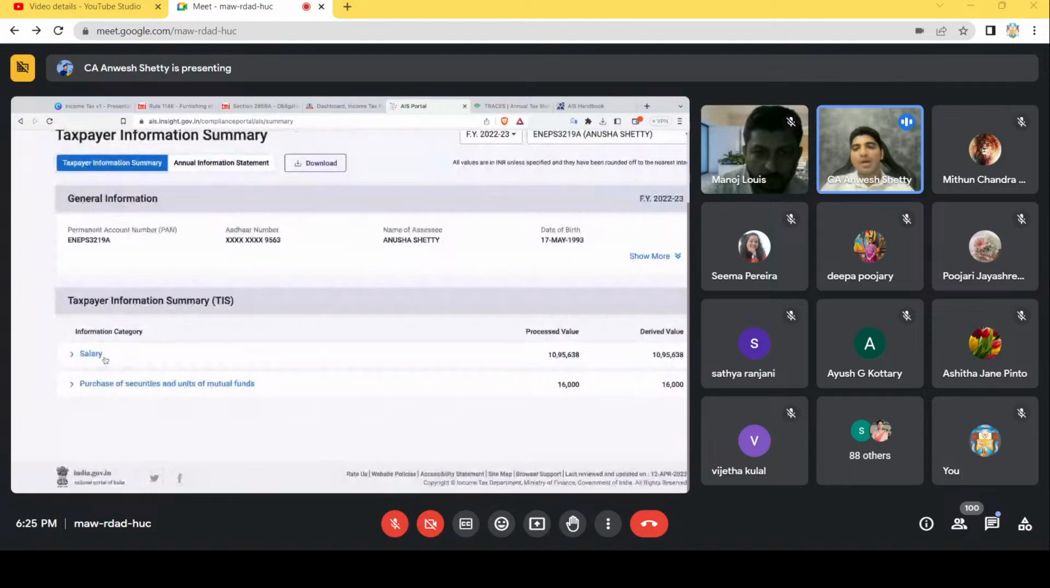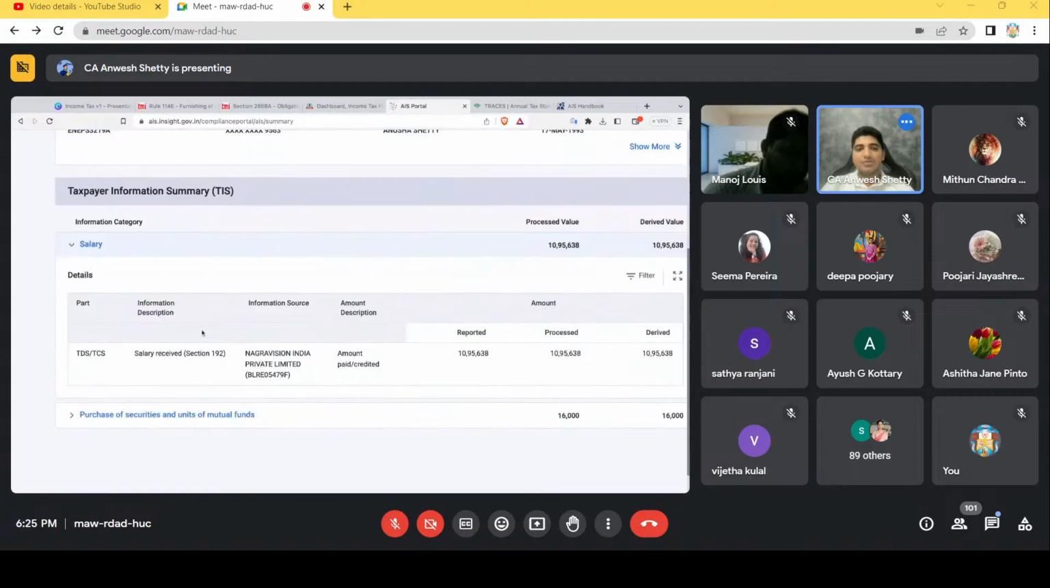As of now, they are saying you have made two transactions that attract tax. One is that you have a salary income. One more is that you have dealt in mutual funds. So these are the two transactions that we know of that are related to your taxation. Now once I click on my salary here, it says it is the same amount that is appearing in my 26AS. It says there is a salary of around 10,95,638 rupees.